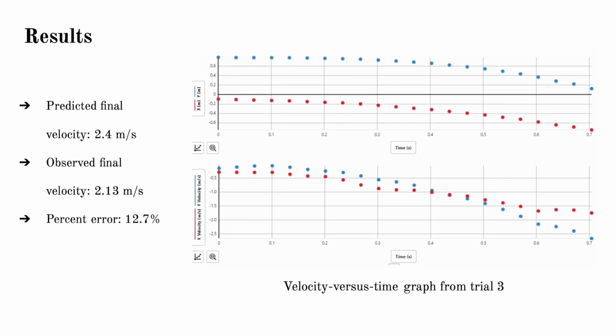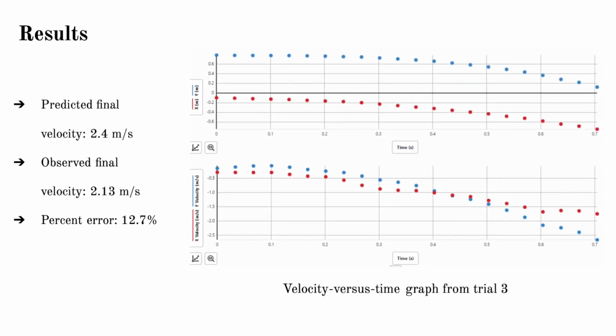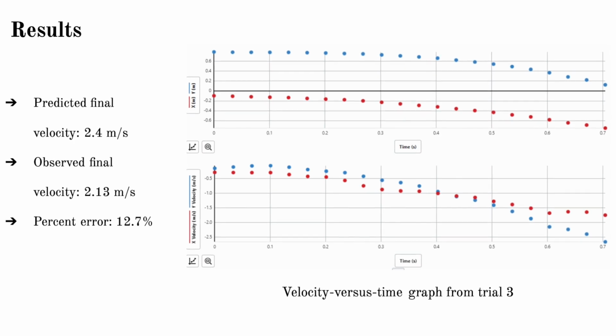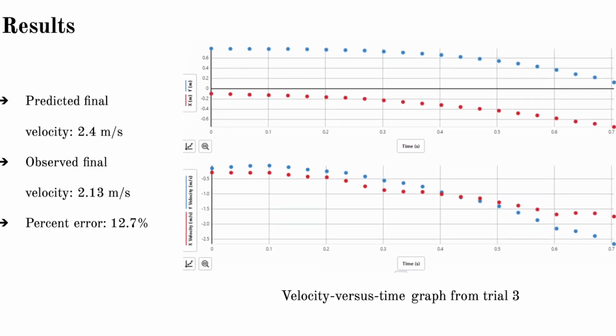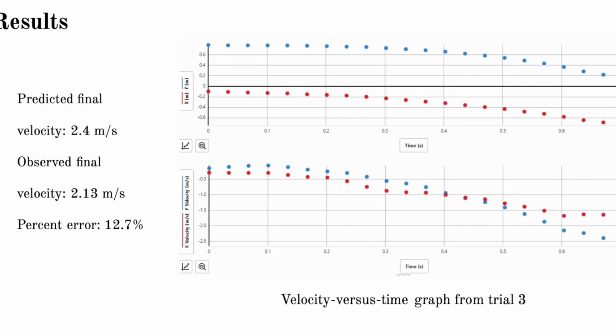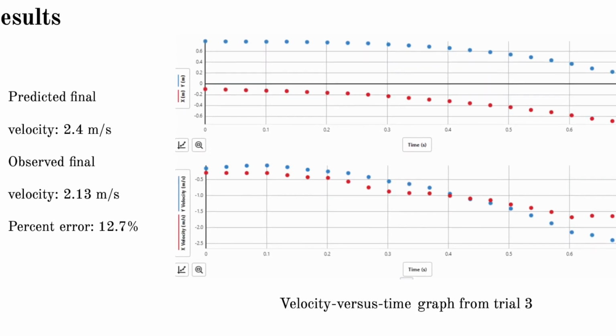As shown in the graphs, our observed final velocity was 2.13 meters per second, compared to our predicted final velocity of 2.4 meters per second. This leaves us with a percent error of 12.7%.